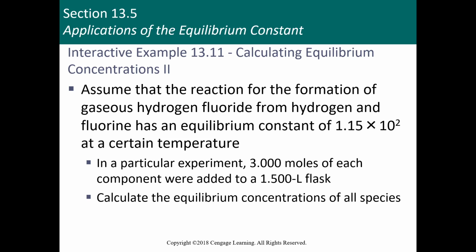All right, so let's assume that the reaction for the formation of gaseous hydrogen fluoride from hydrogen and fluorine has an equilibrium constant of 1.15 times 10 to the second at a certain temperature. In a particular experiment, 3 moles of each of the components were added to a 1.5 liter flask. Let's calculate the equilibrium concentrations of all these species.